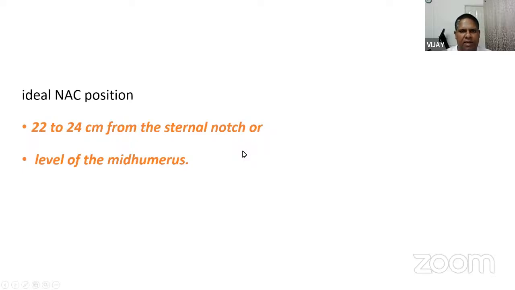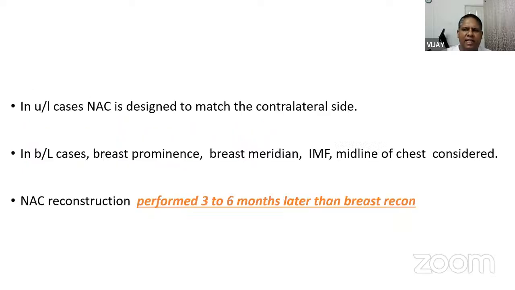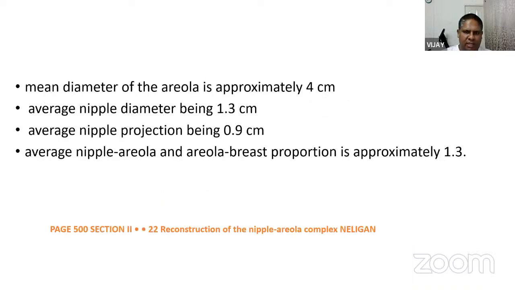of that particular person. In unilateral cases, it is easy to reconstruct the NAC because we can match it to the contralateral side. These anatomical landmarks and objective surface markings come in handy when we are going for a bilateral reconstruction, in which case the breast prominence, breast meridian, inframammary fold and the midline of the chest are considered to fix the nipple areolar complex. It is also usually performed 3 to 6 months after the breast reconstruction. This is from Neligan.